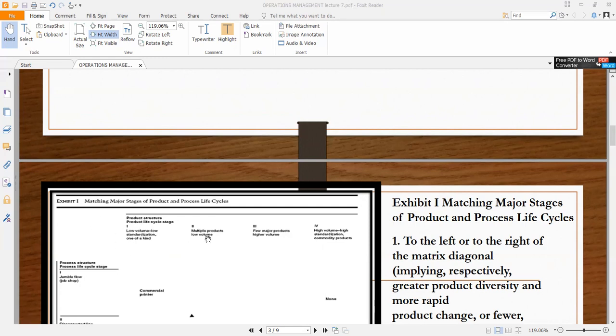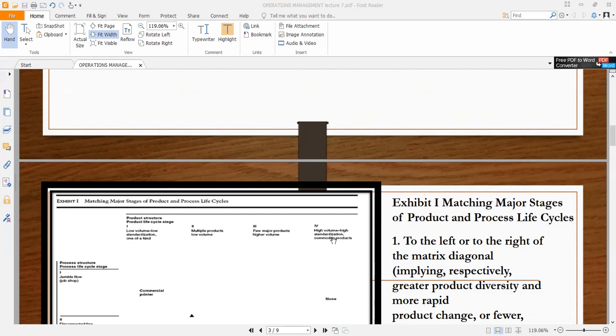Then the second stage is multiple products, low volume. Here in stage one we have one standardized product. Then when you go to stage two, multiple products with low volume. Low volume continues, but the difference is that here we only have one standardized product, whereas here we've got multiple. Then in stage three, we have a few major products with higher volume. The volume has now increased. The number of goods has increased.